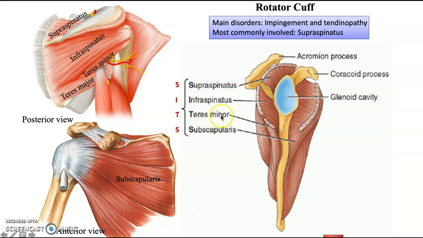So now if we talk about the action of these muscles, we call them as a group the rotator cuff and they stabilize the shoulder joint. That is their very important function. In addition, supraspinatus is an abductor of the arm. Infraspinatus and teres minor, in addition to serving as a rotator cuff, are lateral rotators, and subscapularis is a medial rotator of the shoulder joint.